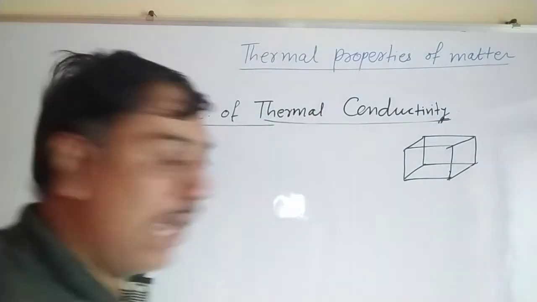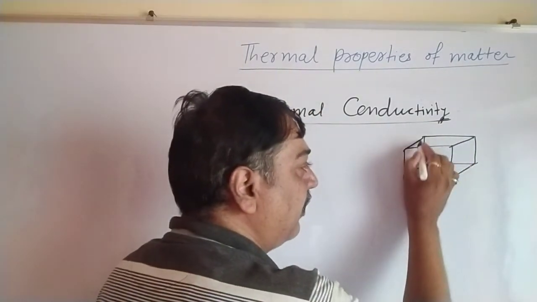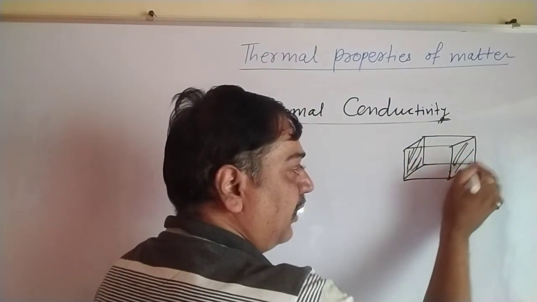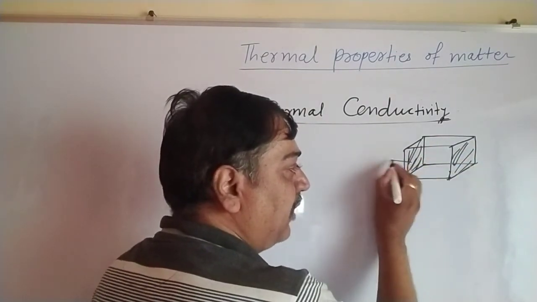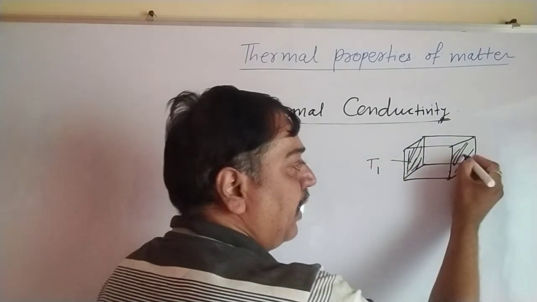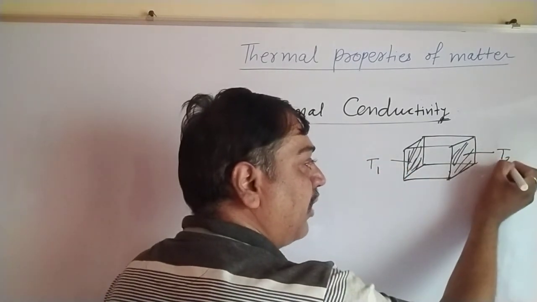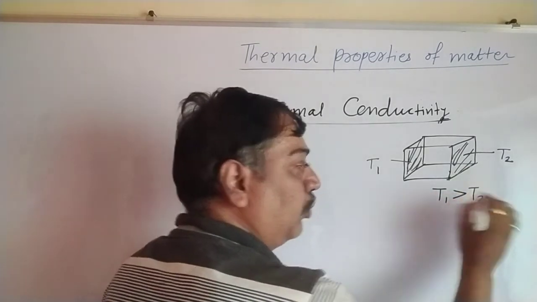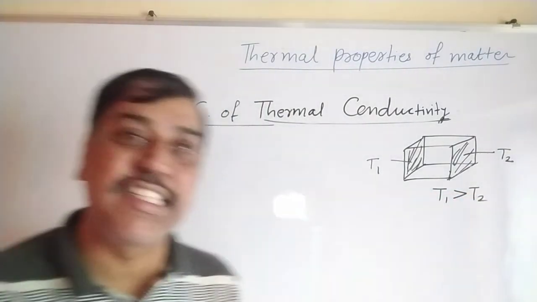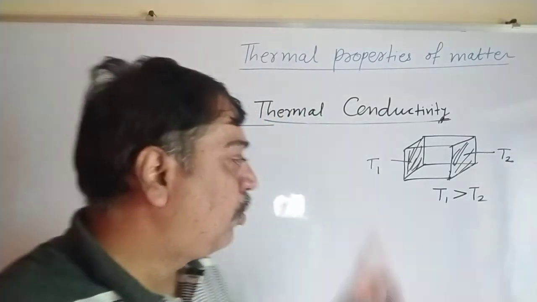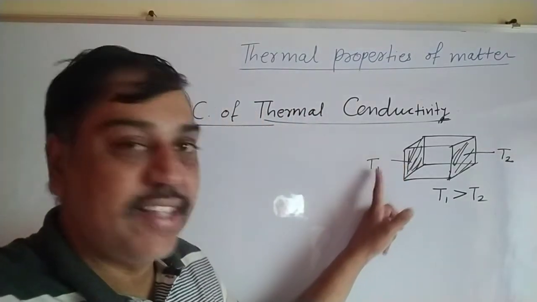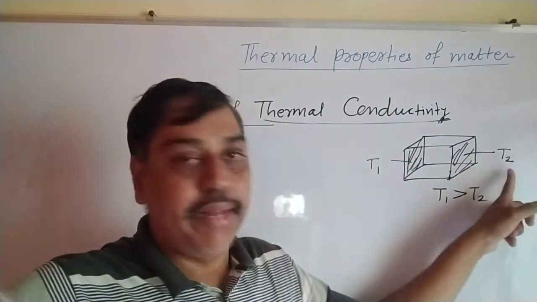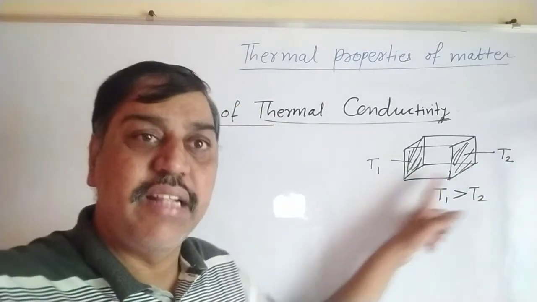Now they have given a shaded part to this side. The temperature of this side is T1, and the temperature of the opposite face of the cube is T2, such that T1 is greater than T2. The cube has 6 faces. Out of the 6 faces, take 2 opposite faces. This left hand side face has a temperature T1, exactly opposite to it the face has a temperature T2, and T1 is greater than T2.